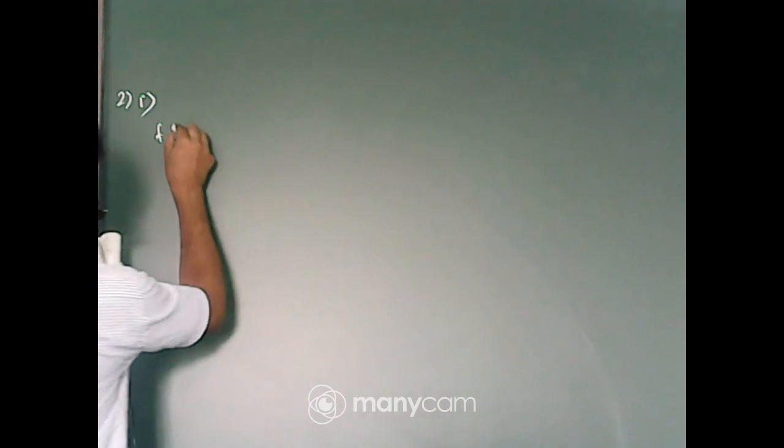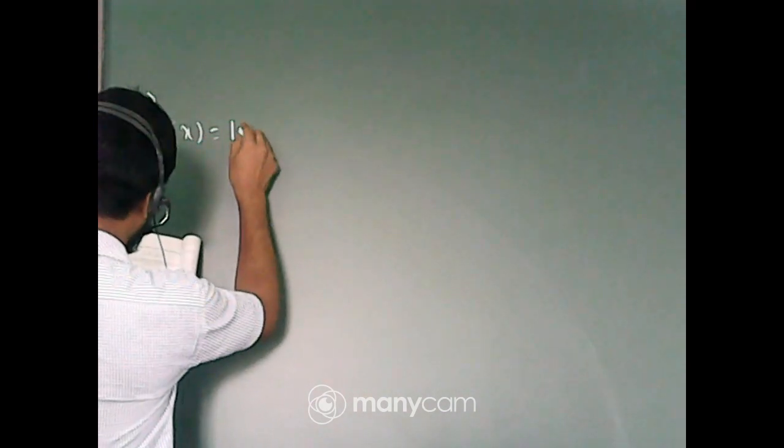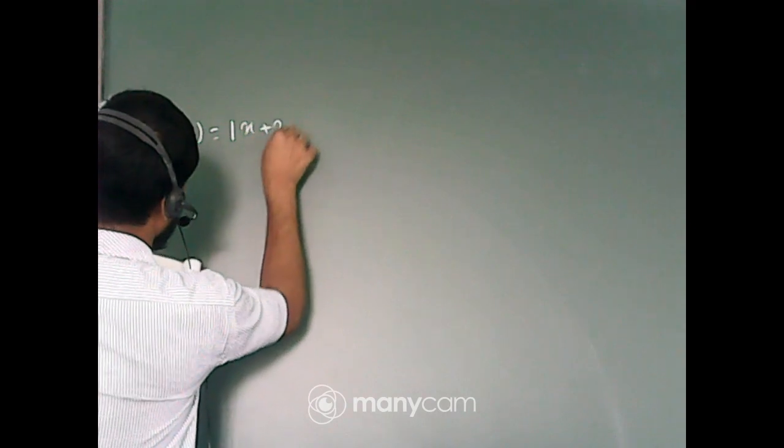Question number 2-1. Okay, can you see the board properly? Yes, I think. Yes, okay. So question number 2-1 is find the maximum and minimum value, if any, of the following function. The first function is f of x is equal to mod of x plus 2 minus 1. So we have to find the maximum value or the minimum value of the function.